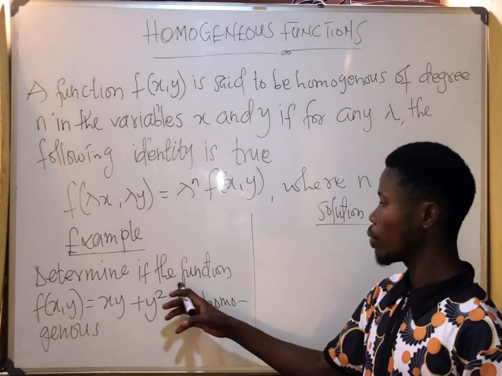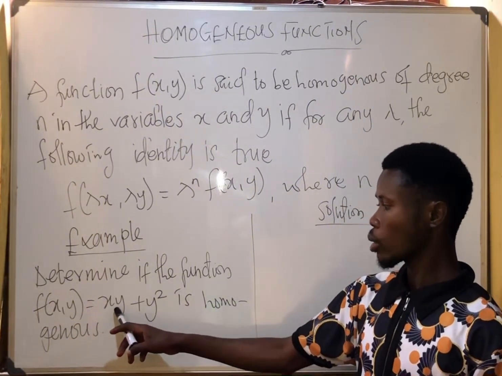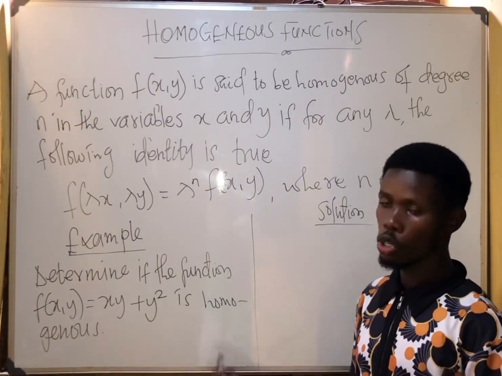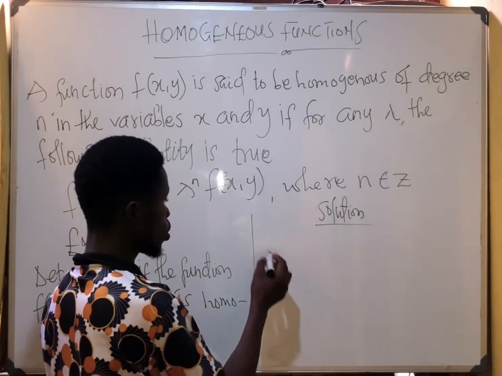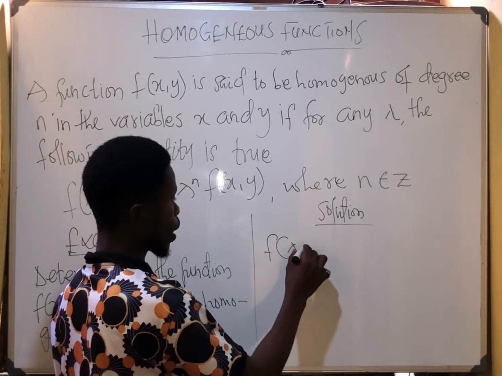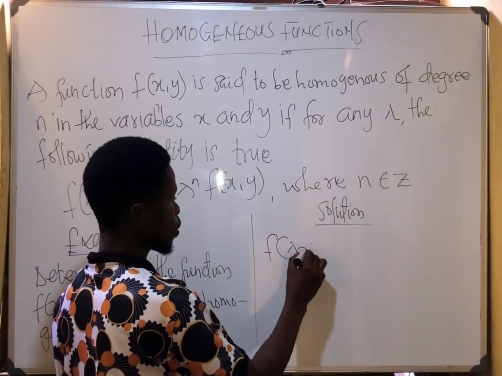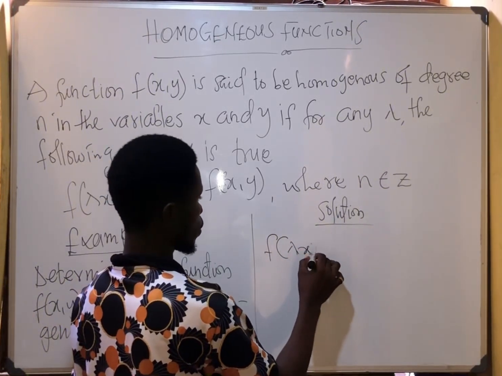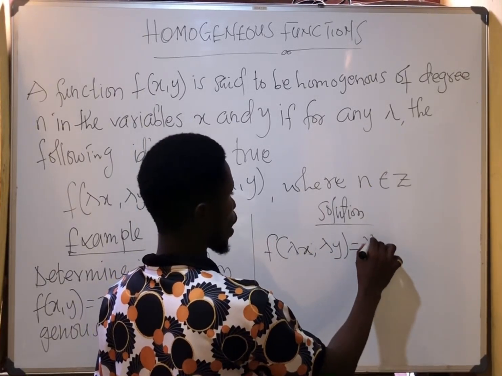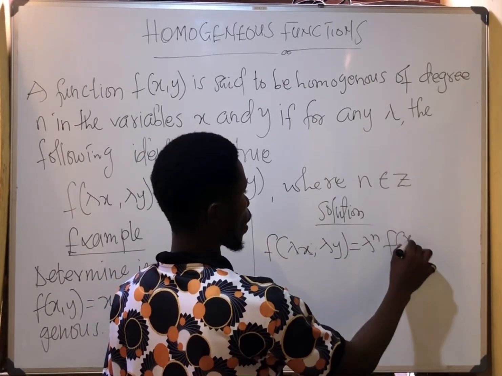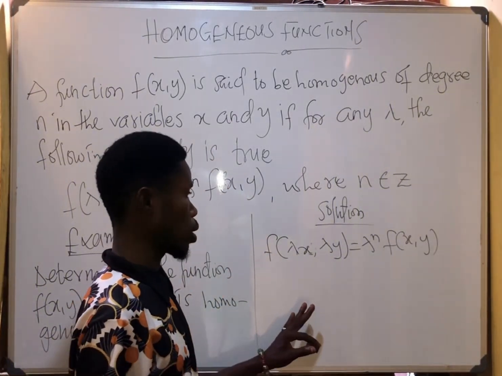Example: determine if the function f of x comma y equals xy plus y squared is homogeneous. The idea is that for the function to be homogeneous, f of lambda x, lambda y should be equal to lambda to the n times f of x, y. Is that okay? So for it to be homogeneous, this is what is supposed to happen.